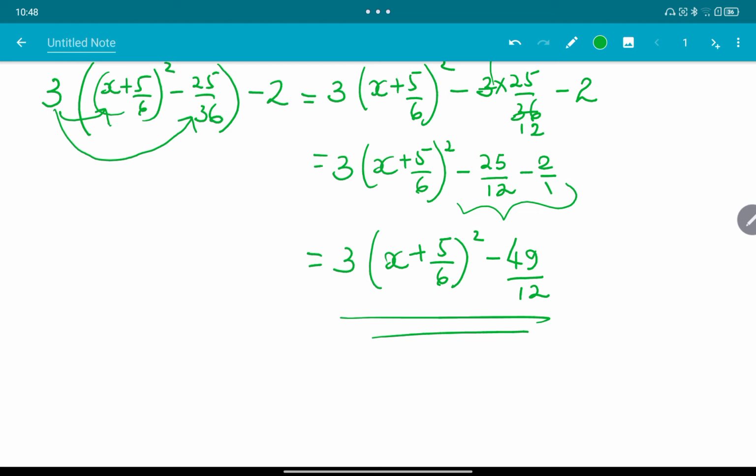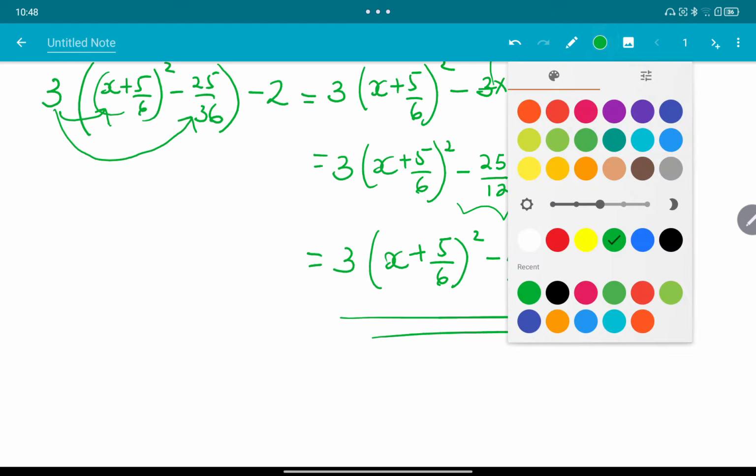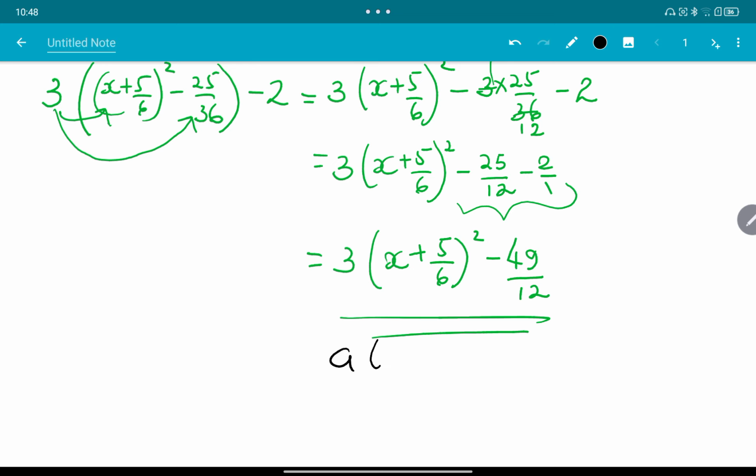And when you look at our final answer, it has been written in the form a into x plus p squared plus q. Okay, where a is the 3 here, this second part is this, and the last part is that. Okay, so that is how we complete squares.